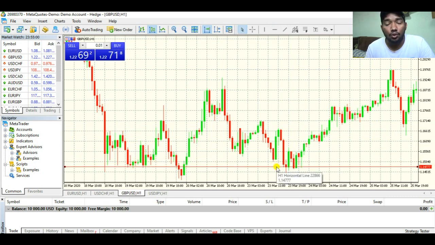When you draw the support line, it should touch at least 2 times. Here it touched one time, here another time, and here another time. You might be wondering why this one goes down and came back, and it didn't touch here. That is a breakdown failure. It went down and it went up, which means breakdown failure. So it touched here and here and here, so it is confirmed that this is a support line.